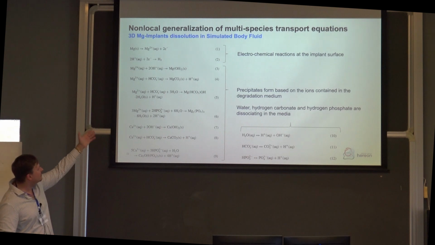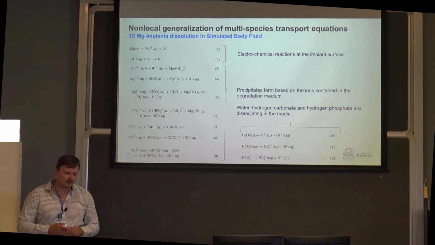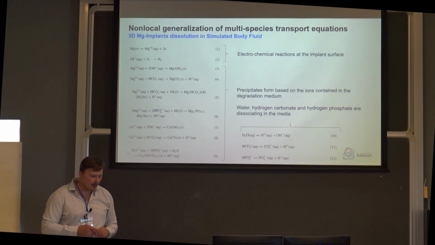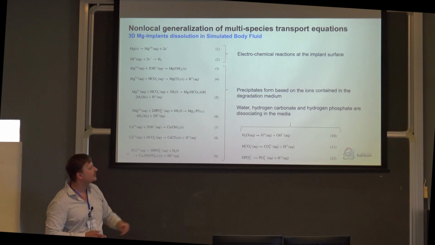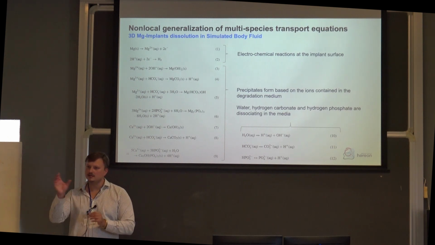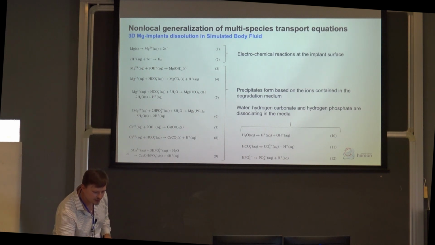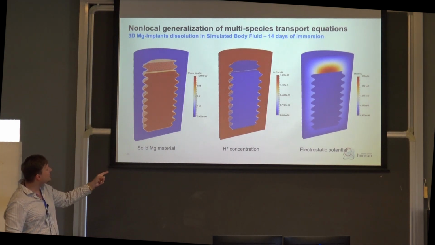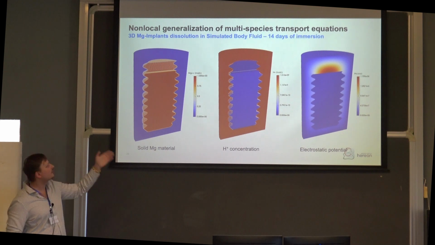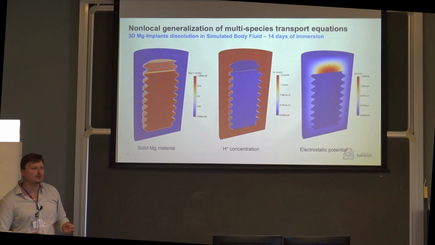We have then all these equations that describe the precipitation formation based on the ions contained in this fluid. And also we consider the dissociation of water, carbonate, hydrogen carbonate, and hydrogen phosphate in the liquid part. Not to show all of the components, because this would be a little bit too much, but some interesting aspects. What we see here is the solid magnesium material phase, as expected, after 2 weeks, calibrated on the speed of corrosion that we see in the experimentally observable data.